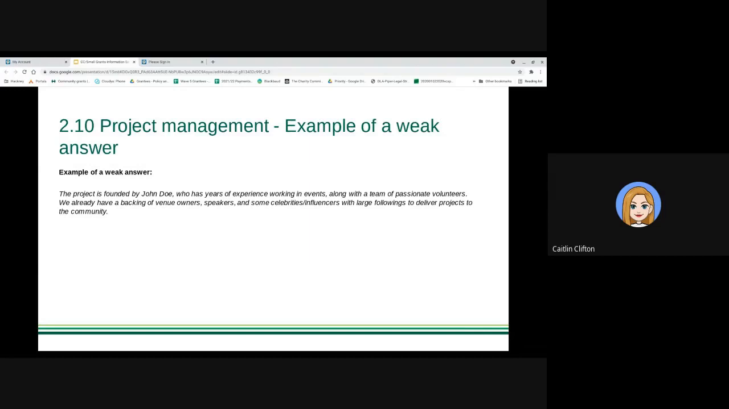Another example. So this answer mentions the experience of the organization's founder, but it doesn't make any explicit link of that to the project they've applied for. There's no information in there about how the project will be managed or the organization's track record.